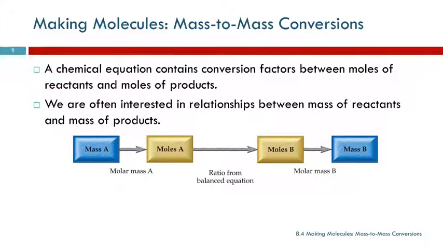So the chemical equation gives us relationships between moles of reactants and moles of products. This is the part we just learned about. Going from moles of one thing to moles of another thing. The relationship comes from the balanced chemical equation. But if we want to have masses, we need to start with the mass and end with the mass of the other thing. That's more useful.